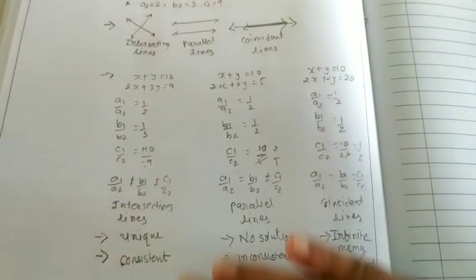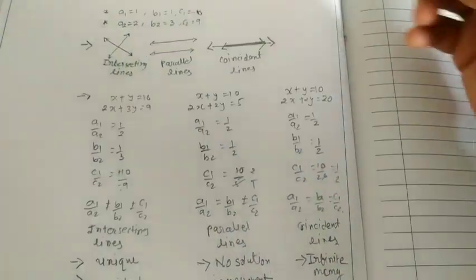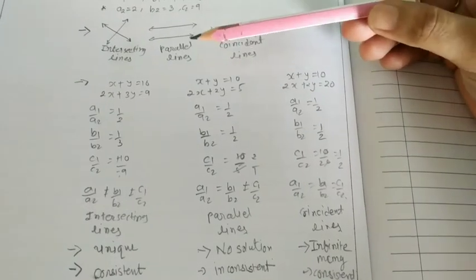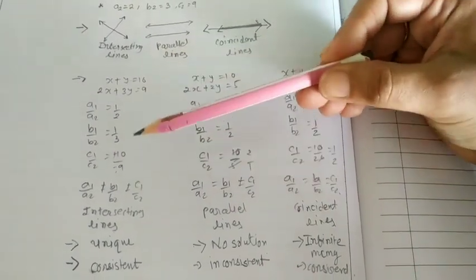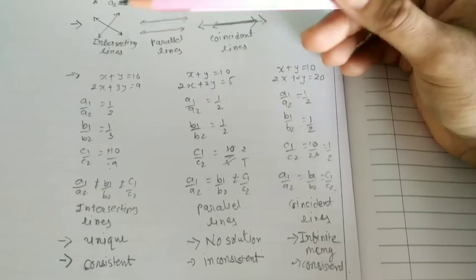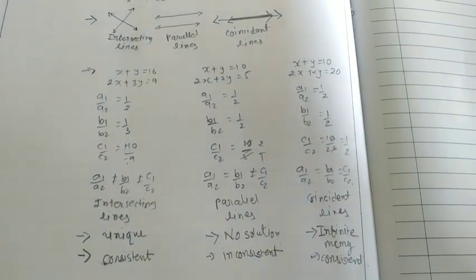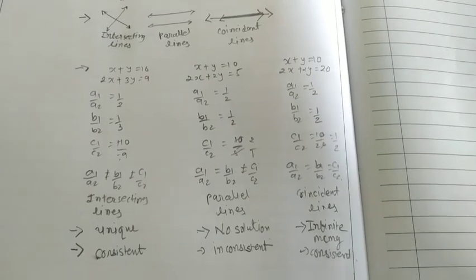So the moral of this story is that from the graphical method we can draw the graph, but before drawing the graph, if we use these conditions, we can solve it in an easy way. How we can solve it the easy way, we will see in the next segment.